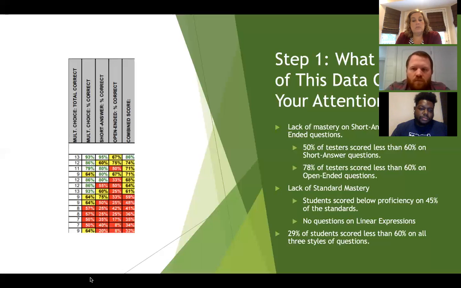When you looked at the data, you also saw 29% of the students scored less than 60% on all three styles of questions. That came out to be about 4 kids that across the board did not do well at all on any type of question, whether it was multiple choice, open-ended, or short answer. So it really eyeballed to me that those 4 students need some targeted assistance.